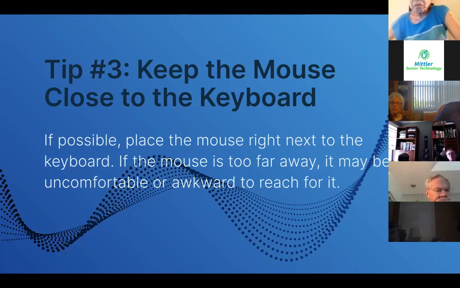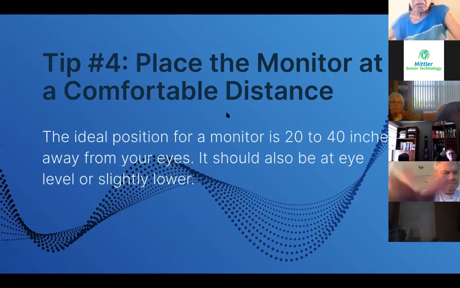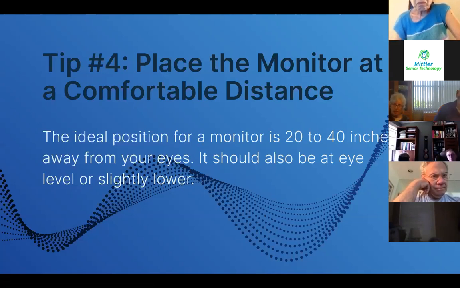All right, next tip. Place the monitor at a comfortable distance. You definitely don't want to be way too close to the monitor. It's very bad for your eyes, or too far, it'll be hard to see. The ideal position for a monitor is 20 to 40 inches away from your eyes. It should also be at eye level or slightly lower. You definitely don't want to look up. That's very bad for your neck.